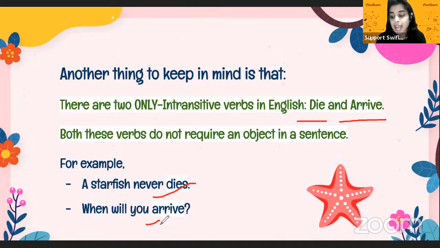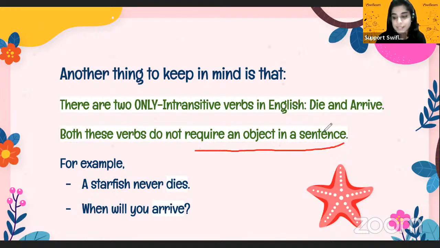So these are the two verbs in English language which do not need an object to complete the sentence. Keep it in your mind. Die and arrive. You can also take a note of it. Die and arrive. The only two intransitive verbs which do not require an object in the sentence. I hope you have taken a note of it. Shall we move forward?